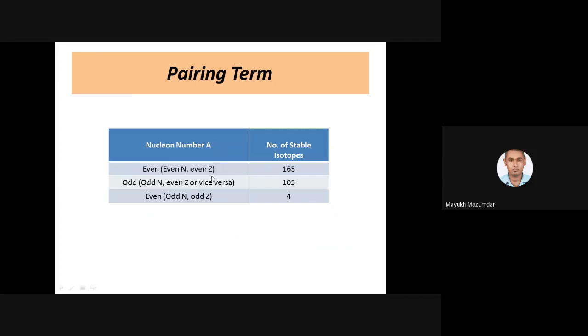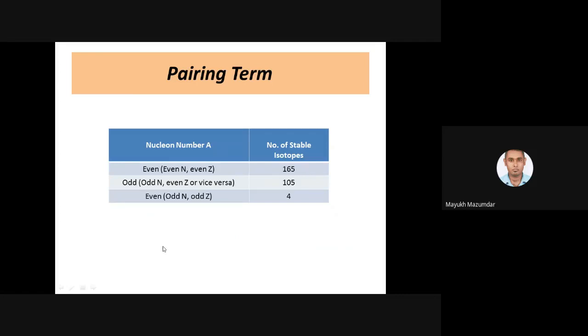When nucleon number is even, now how can a number which is a sum of two numbers be even? Obviously, when two numbers are even, A is equal to N plus Z. When N is even, Z is even, then only A can be even. So the number of isotopes of those even nuclei is 165. These are naturally occurring isotopes.